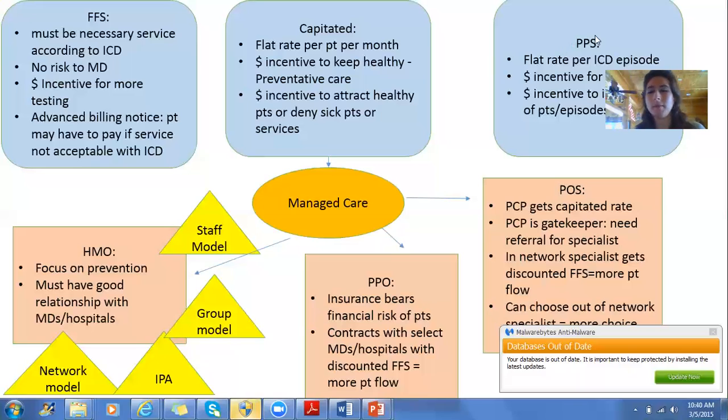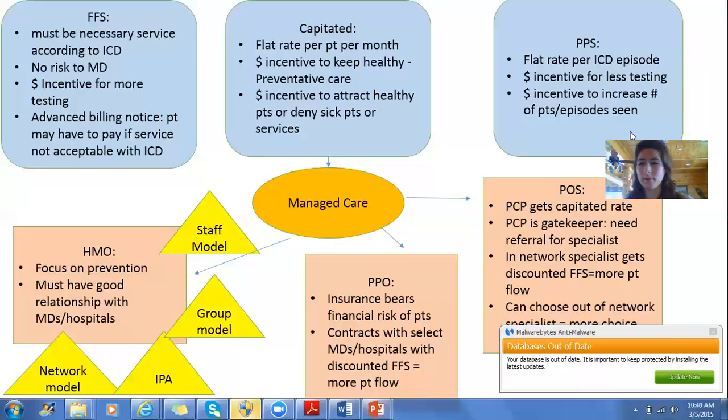The prospective payment system, PPS, is a flat rate per ICD episode, so per episode of heart failure, heart attack, diabetes exacerbation, whatever. You get money to decrease the testing because you're only getting so much regardless of how much you do. So what we try to do is increase the number of patients we see. We can do the same amount of care in one day, get them out, and get 5 more patients in. We make 5 times as much as if we have the same patient for 5 days.